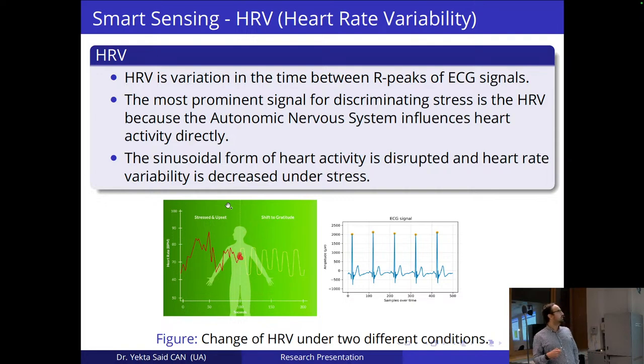The first signal is heart rate variability. Heart rate variability is the variation in time between R peaks of, for example, ECG signals. It is the most prominent signal in daily life for discriminating stress because the autonomic nervous system influences heart activity directly. As you can see here, the sinusoidal form of heart activity is disrupted in a stressed situation, and our heart rate variability is also decreased.